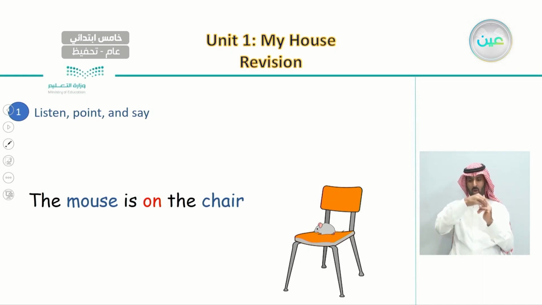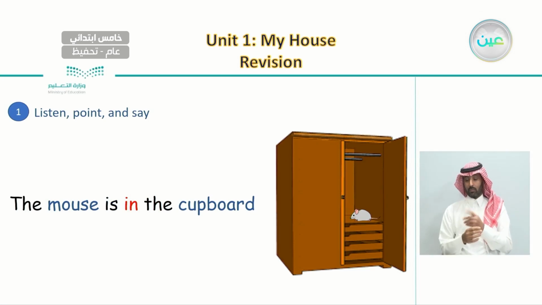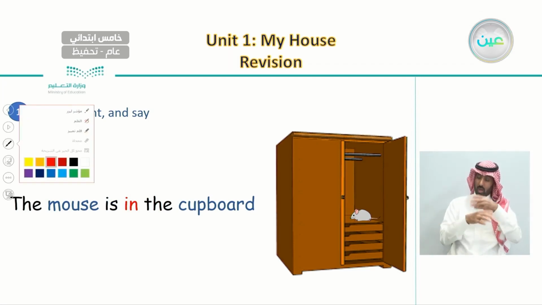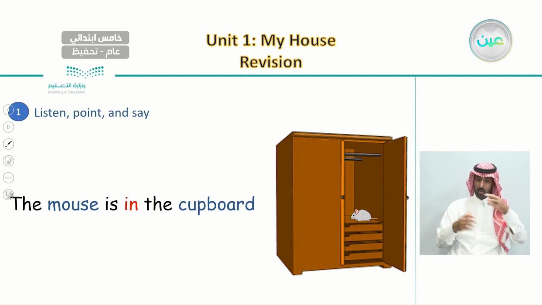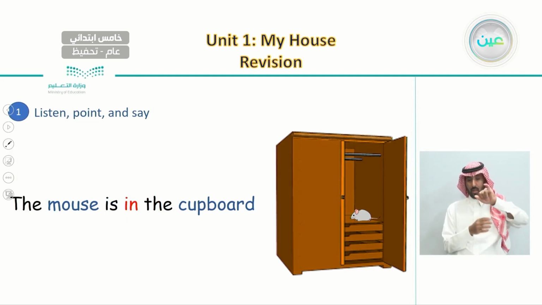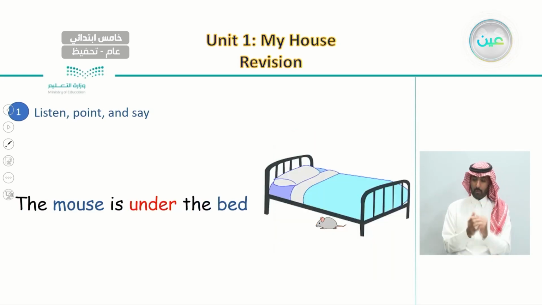The mouse is on the chair. So now I know the meaning of on when I have a look at this mouse. He is on the chair. And next we have the mouse is in the cupboard. The mouse is in the cupboard. And now I know what we mean by in when I have a look at the mouse.